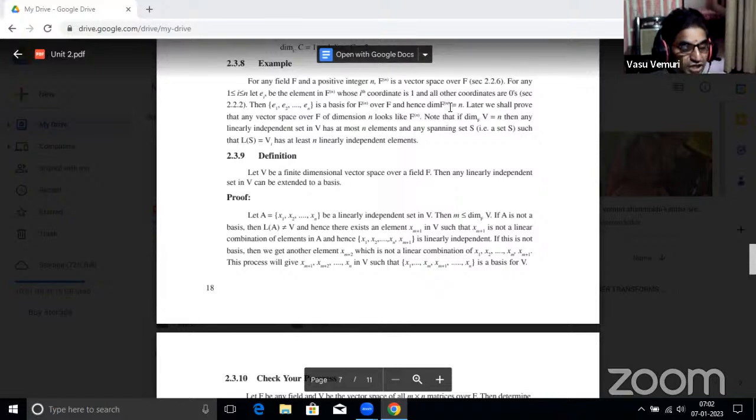So what is the dimension? The dimension of the space of n-tuples of the field equals the number of elements in the basis set, which is n. So the dimension is n. Suppose n equals 2. The dimension of F squared means the value is 2. Dimension of F squared means E1, E2, the set of (1, 0) and (0, 1). There are two basis elements.